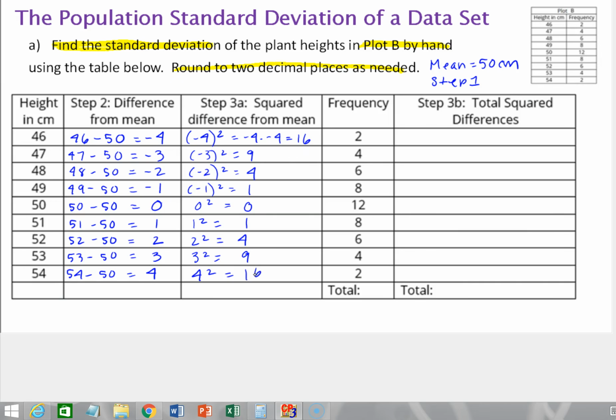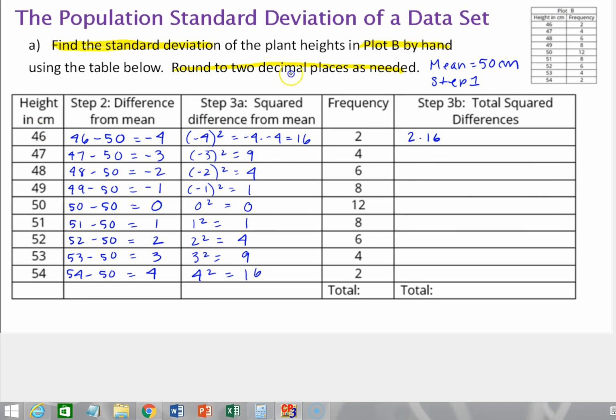So these are our squared differences from the mean, but now remember we also had more than one data point with each of these values, which is represented by the frequency. So to find the total squared differences, which is the next step, we have 2 data points with a squared difference of 16, so we could think of adding 16 twice, which is the same as 2 times 16. So in this next column, we're going to multiply the frequency by the squared difference, so we could find the total squared differences for each value.